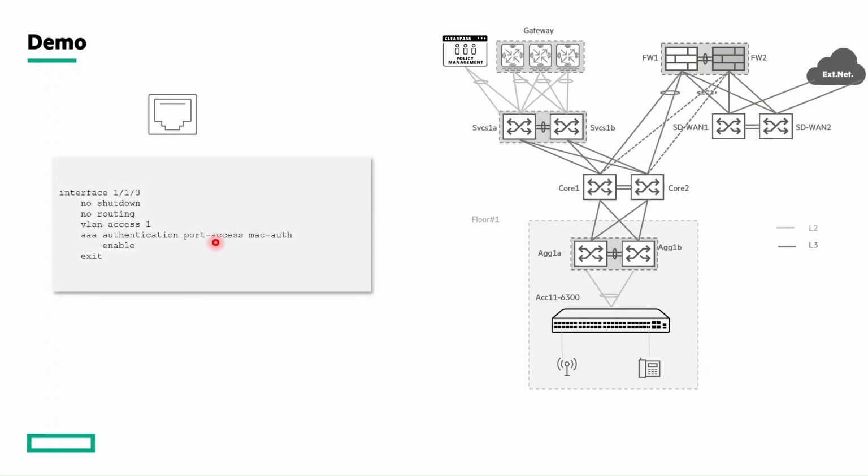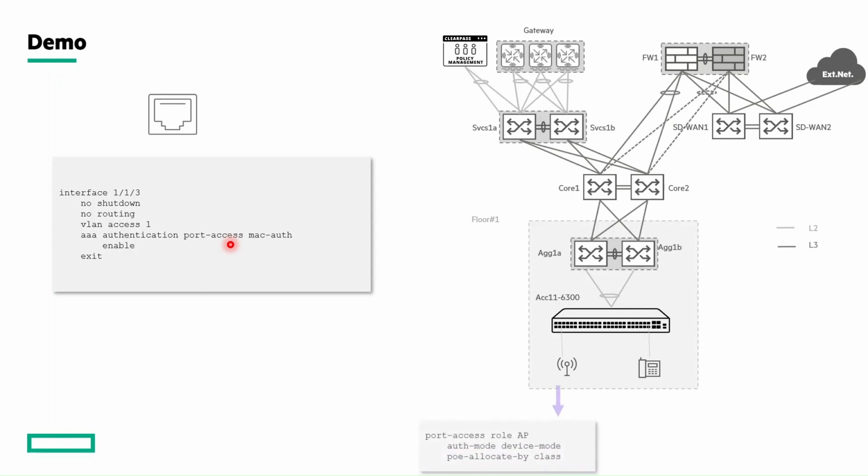The configuration will be simple. I'll be creating a colorless port configuration for all the ports where the security is enabled. The port configuration is the same everywhere. I'm just using MAC authentication for this demo, so I have enabled only MAC authentication.